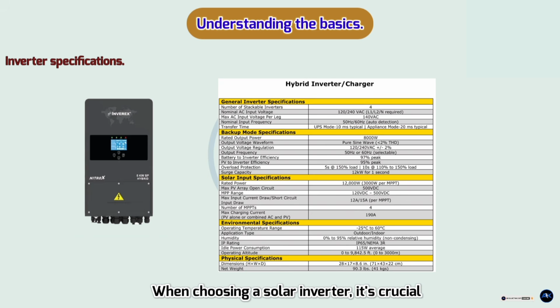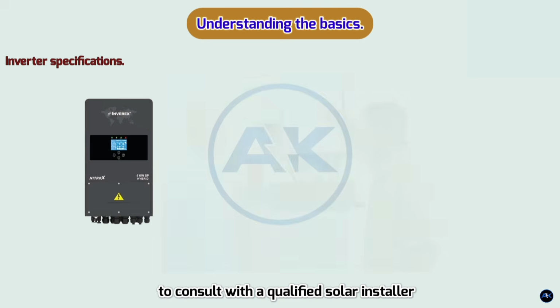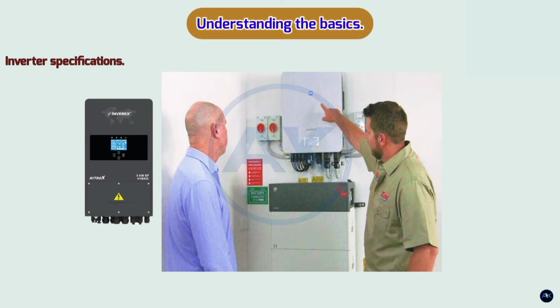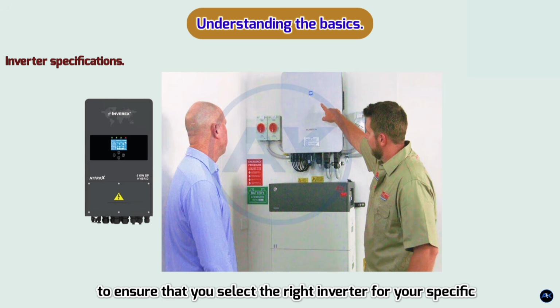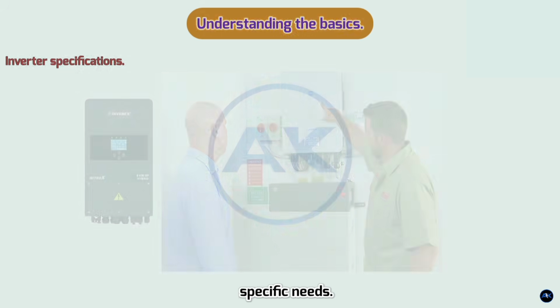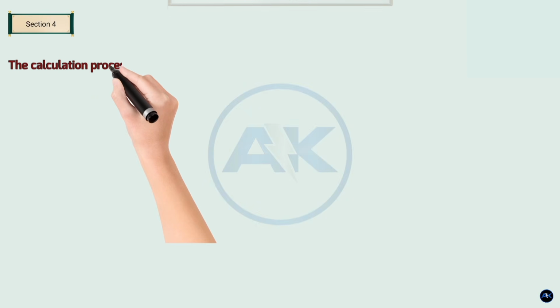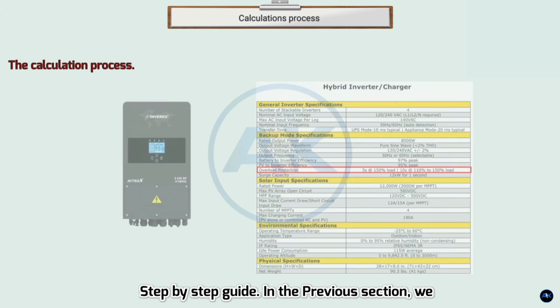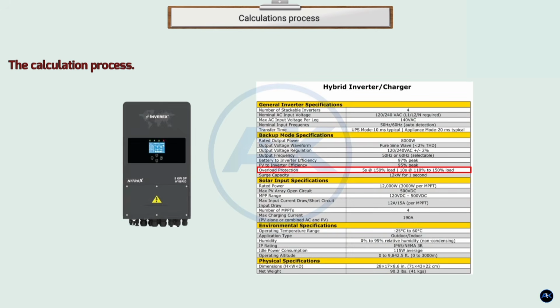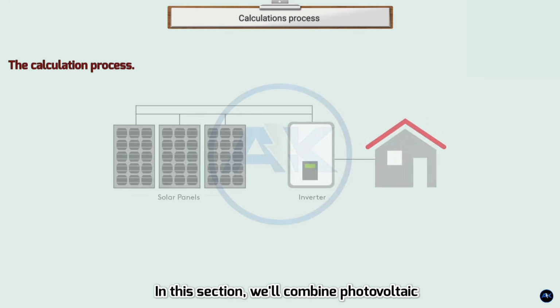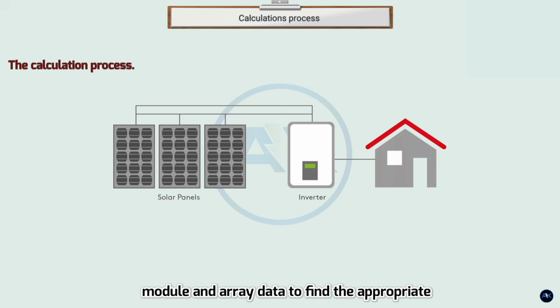When choosing a solar inverter, it's crucial to consult with a qualified solar installer to ensure that you select the right inverter for your specific needs. Section 4. The calculation process. Step-by-step guide. In the previous section, we examined inverter specification sheets. In this section, we'll combine photovoltaic module and array data to find the appropriate inverter for the system.